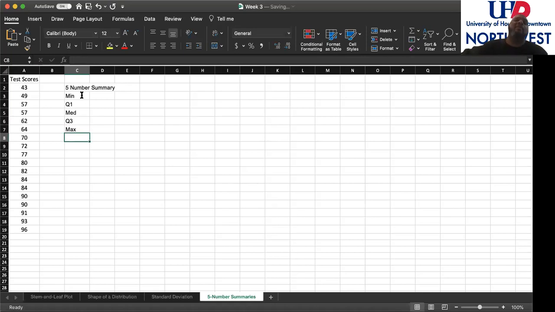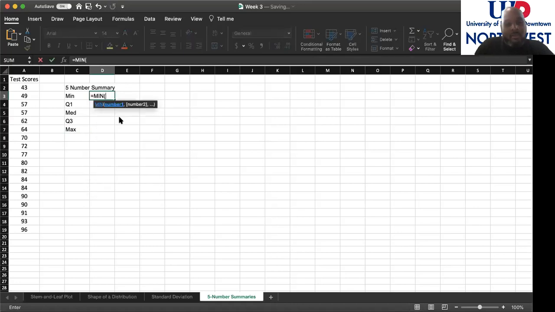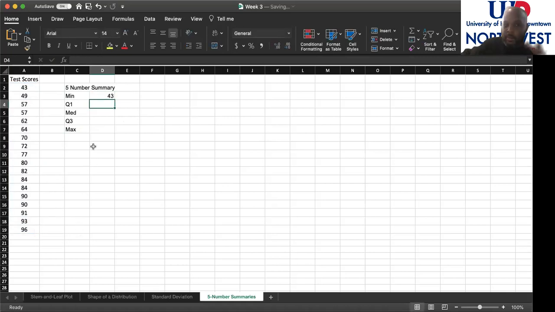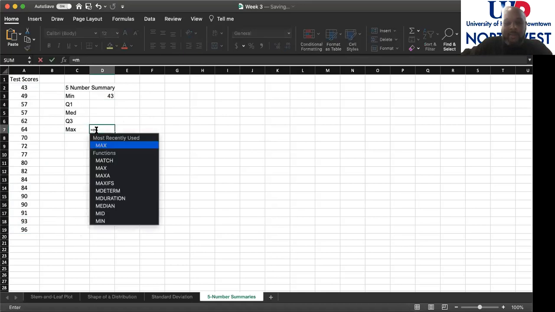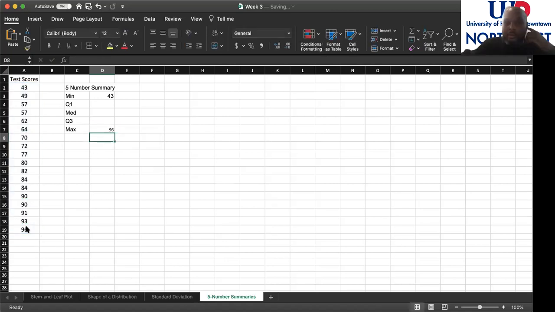And so to find the minimum, you can either look at the table, or if you didn't have it sorted, another way is you would just do equals. There's the minimum function. Highlight your cell range, and it'll find the minimum for you. Same thing with the max. Type in equals max, highlight your cell range, and it'll find the max for you, right? So there goes the min and the max.